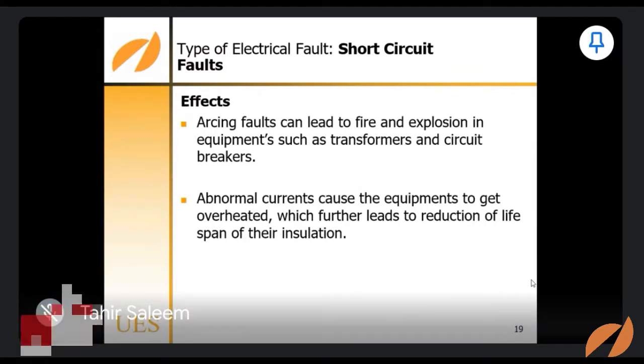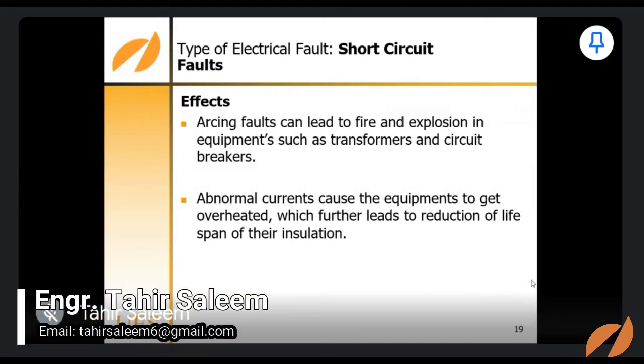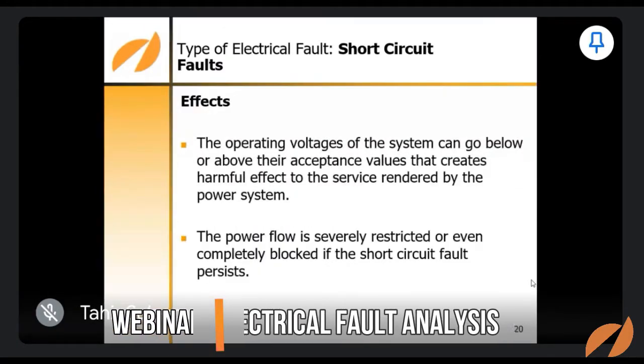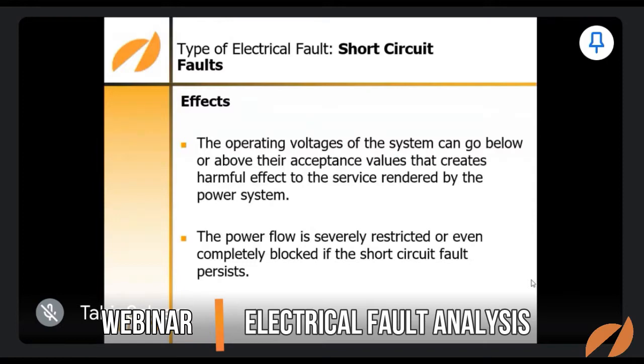Arcing faults can lead to fire and explosion in equipment such as transformers and circuit breakers. Abnormal current causes the equipment to get overheated, which further leads to reduction of the lifespan of their insulation. The operating voltage of the system can go below or above its acceptable value, which creates a harmful effect on the service rendered by the power system. The power flow is severely restricted or even completely blocked if the short circuit fault persists.